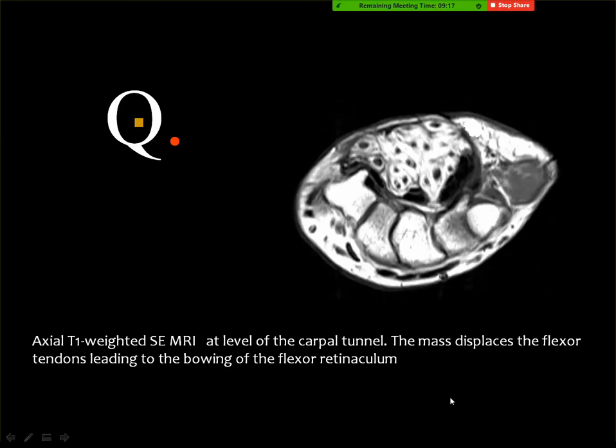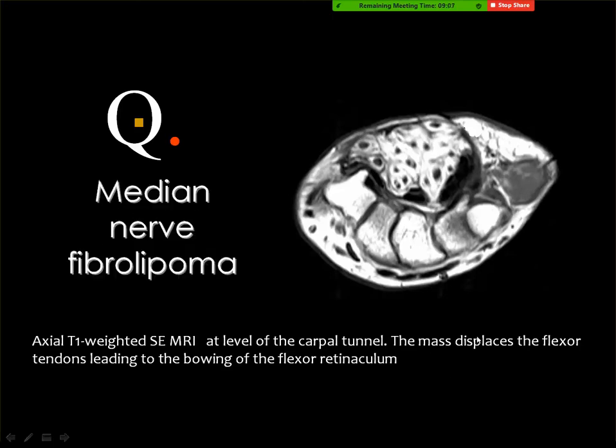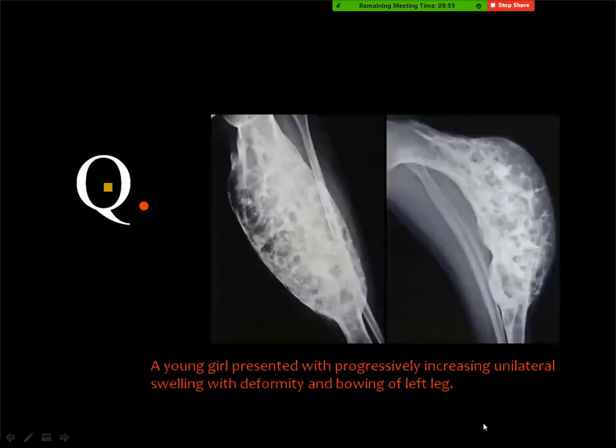Carpal tunnel syndrome. Carpal tunnel syndrome due to fibrolipomatous hamartoma of the median nerve. This is in the axial image, and the previous one was in the sagittal image.